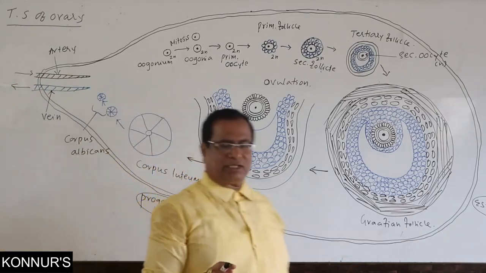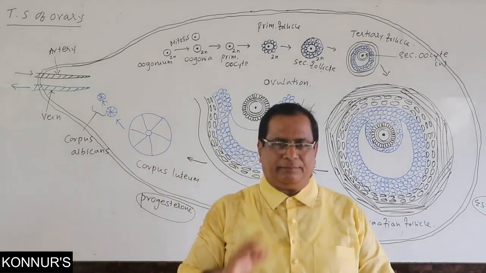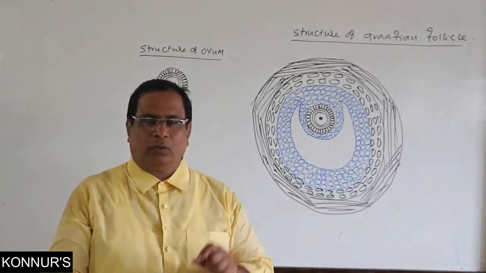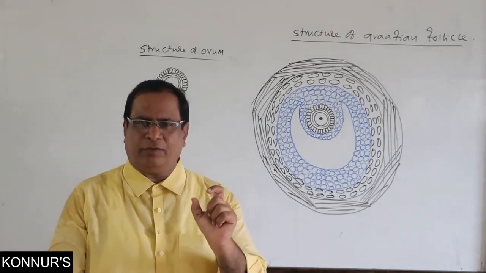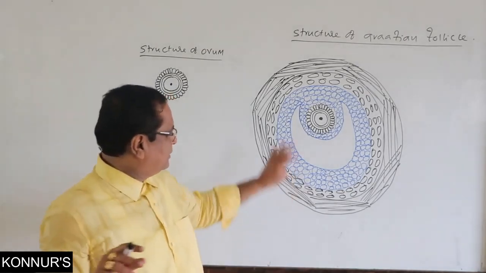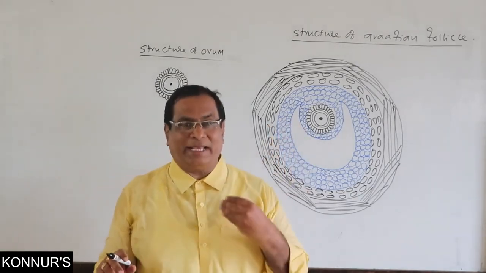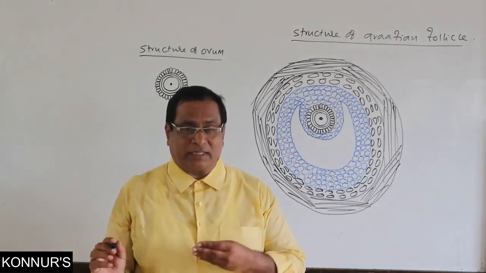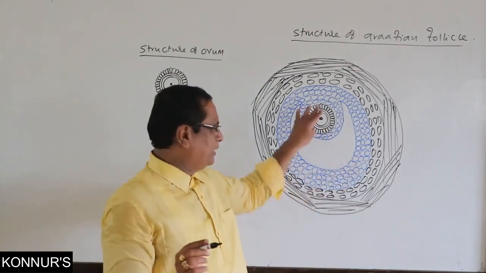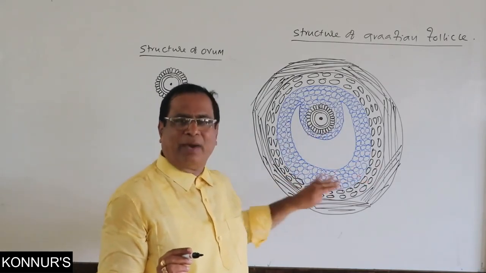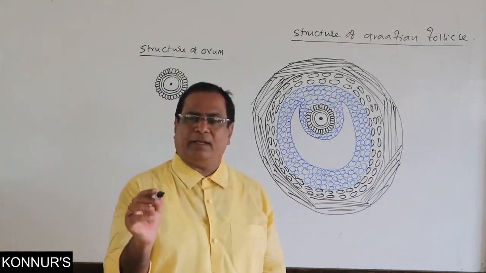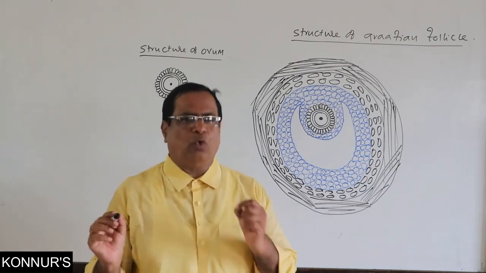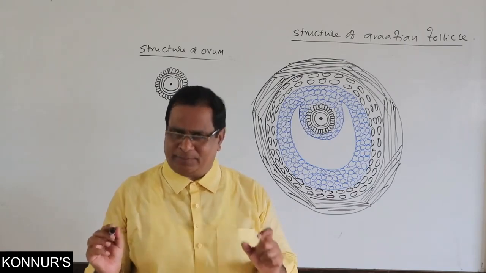It's about the structure of the ovary. They may ask a 5 marks question: with a neat labelled diagram, describe the structure of the Graafian follicle. This is the structure of the Graafian follicle. I have explained it during the process of oogenesis also, even while discussing the TS of the oviduct. The only thing is we have to give the names of parts as well. The Graafian follicle is a matured ovarian follicle in which the ovum or secondary oocyte is developed.